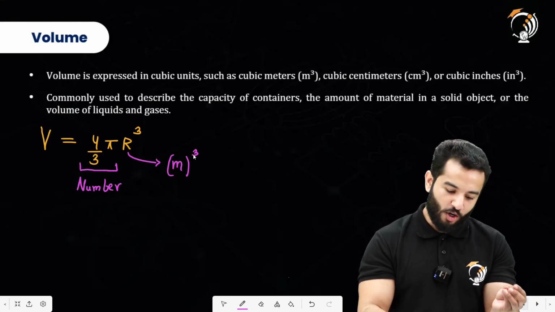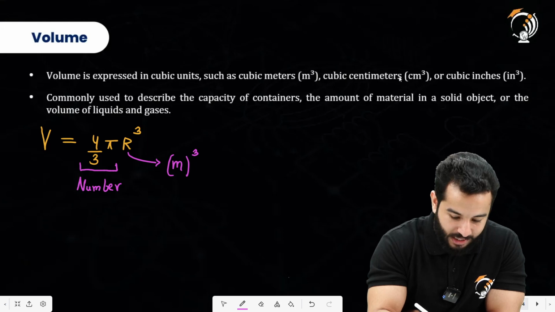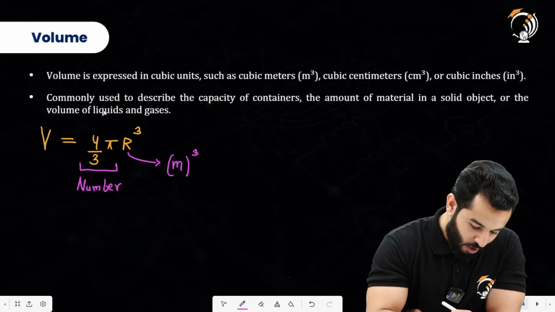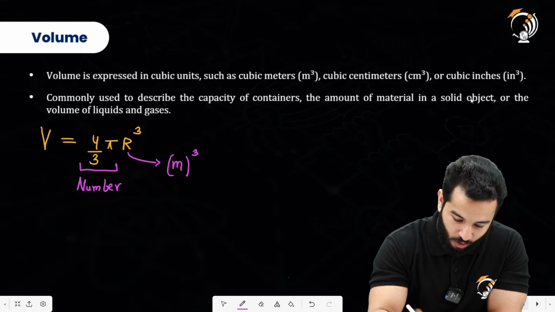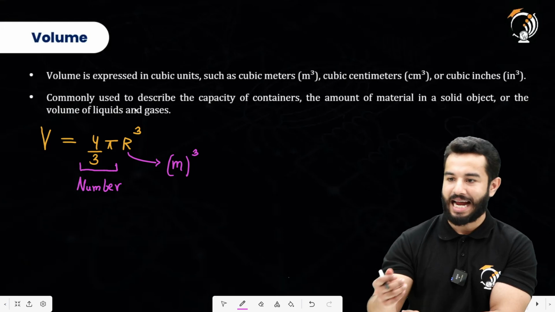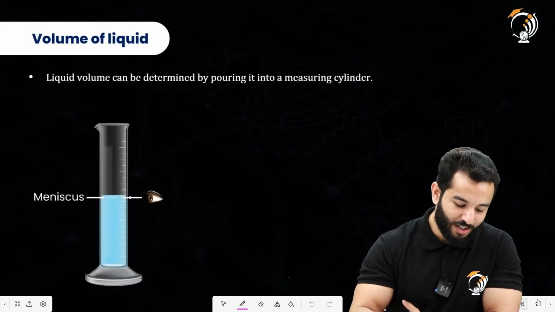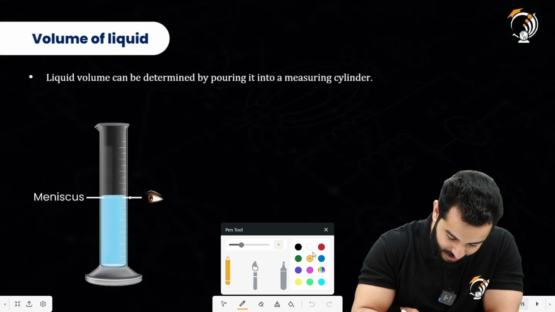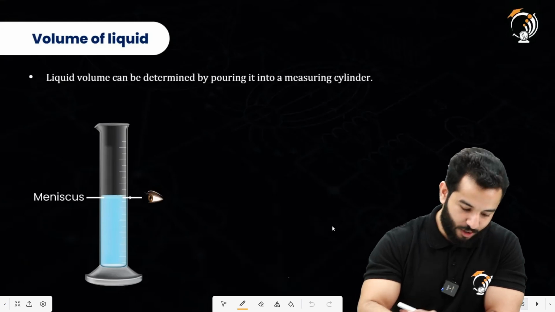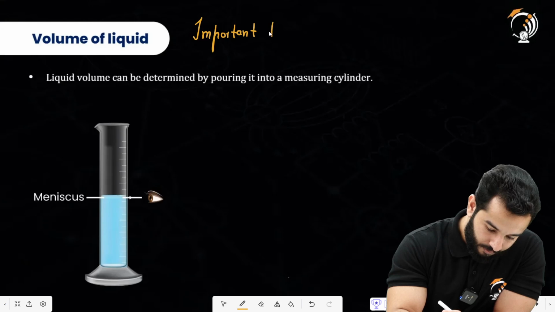So for volume, the volume is expressed in cubic units such as cubic meters, cubic centimeters, or cubic inches. Commonly used to describe the capacity of containers, the amount of material in a solid object, or the volume of liquids and gases, right? Moving on to find out how to measure the volume of irregularly shaped solids. And now this is the thing that we were talking about. This is actually important, right? So please understand that this is an important topic.